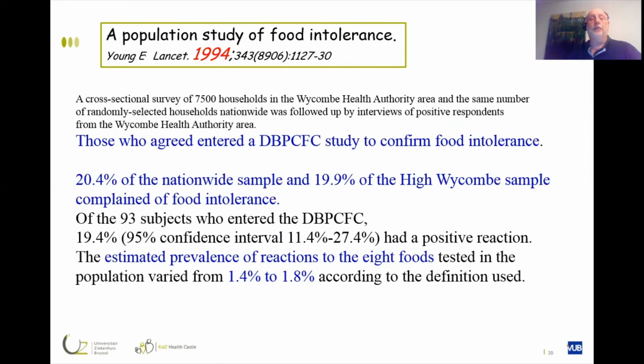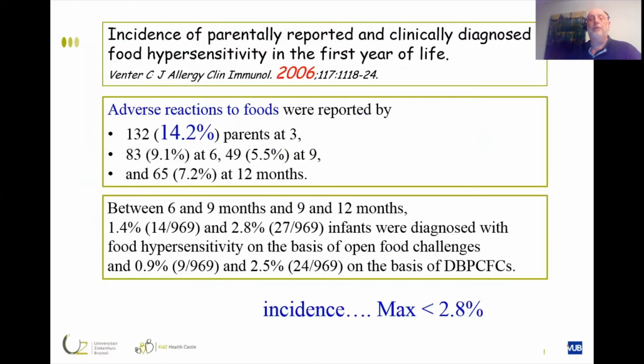Another study looking at food intolerance and double-blind placebo-controlled food challenge. So 20% of a nationwide sample and 20% of the high-IgE combi sample complained of food intolerance. And of these, 93 subjects entered a double-blind placebo-controlled food challenge. And the estimated prevalence of reactions to the 8 foods tested in the population varied between 1.4 and 1.8%, according to the definition used. But so again, a huge discrepancy between perception and reality.